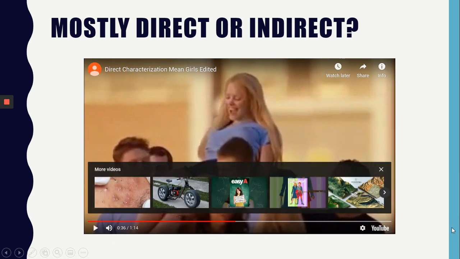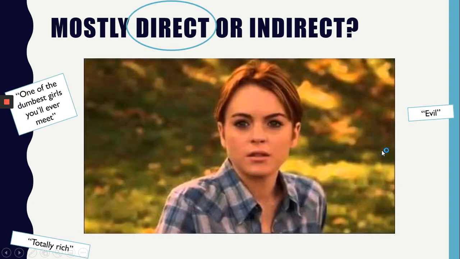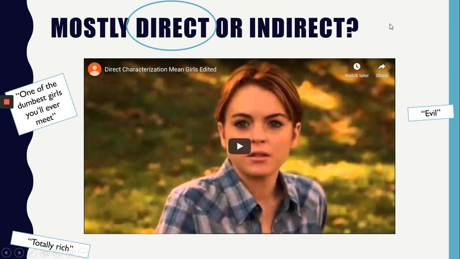Okay, so does this rely mostly on direct characterization or indirect? What do you think? If you're thinking mostly direct characterization, you are spot on. There is some indirect characterization, like her hair is so big because it's full of secrets. That might be indirect characterization, but this clip mostly relies on direct. One of the girls is described as one of the dumbest girls you'll ever meet. Another one is totally rich. One is evil. So these are examples of direct characterization. They're assigning character traits to these characters here.